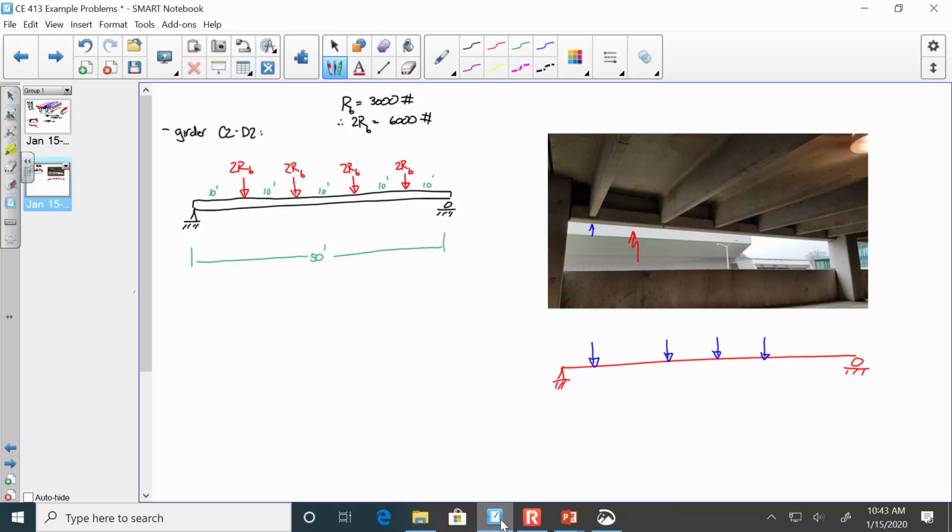Now, help me out. Each one of these are 6,000 pounds. So let's just do a real quick structural analysis. Somebody tell me, what are the girder reactions going to be? So, what are RG? What's that going to be?